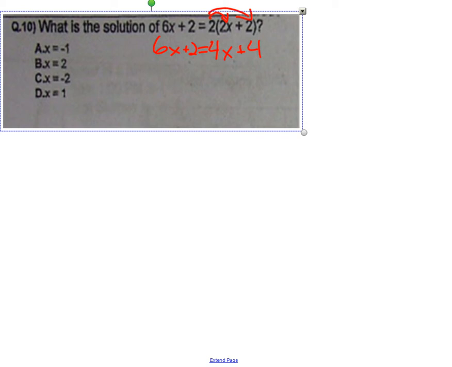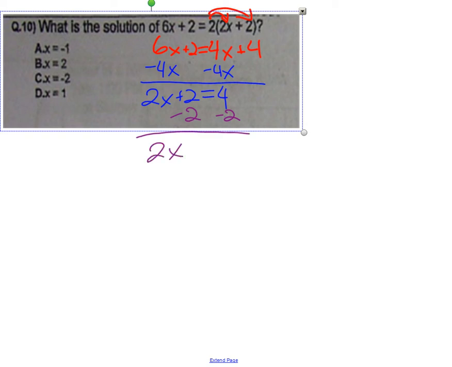From here, we just need to collect our like terms. Why would we move the 4x to the left instead of the 6x? Because if we move the smaller number, it gets to stay positive. Very good. So we get 2x plus 2 equals 4. As an added bonus, we get to move the constant to the other side, and that gets to stay positive as well. So we get 2x equals 2. And hopefully at this point we say, duh. The answer is obviously x equals 1.